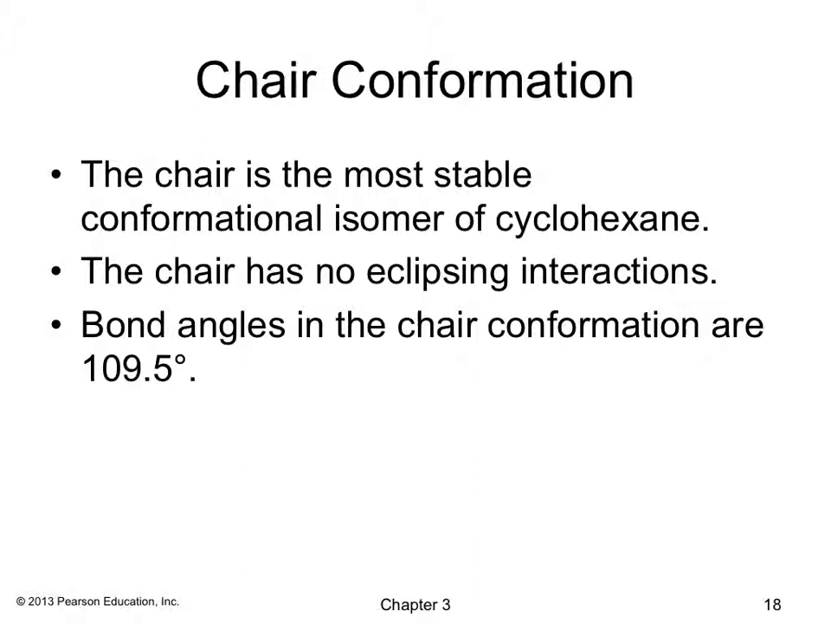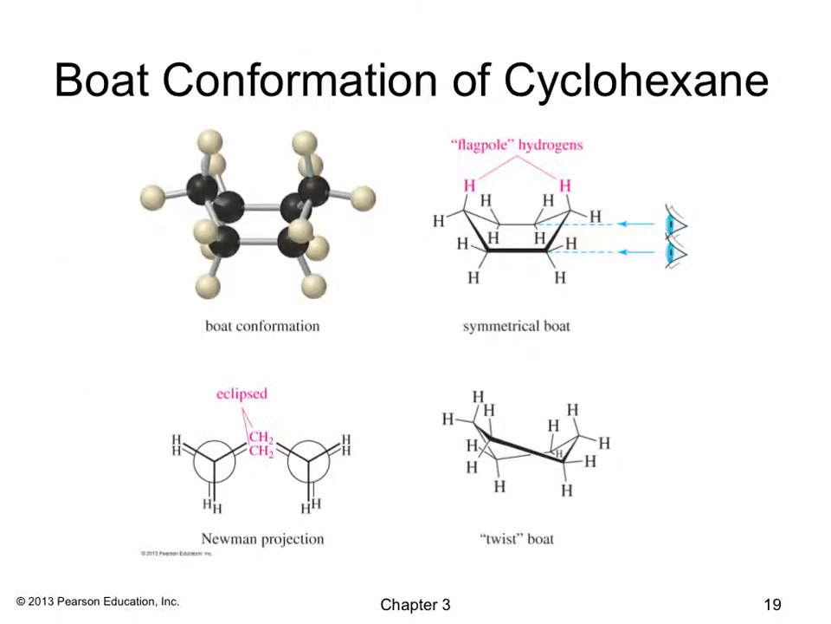The chair is the most stable conformation, an isomer of cyclohexane. The chair has no eclipsing interactions. Bond angles in the chair are actually 109.5, and so everything is nice and stable.